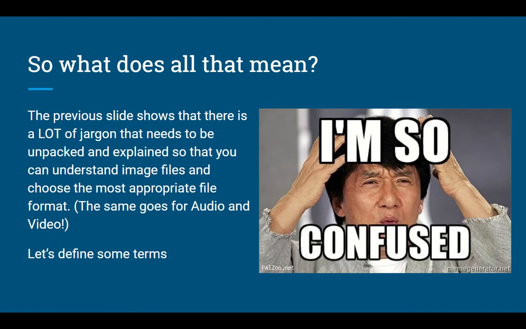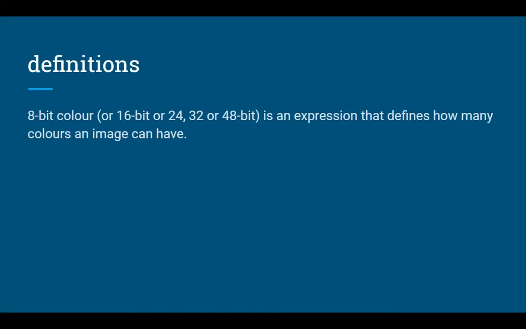The previous slide showed that there is a huge amount of jargon and we have to make sense of it. So what I'm going to do for the next dozen slides or so is make sense of it. Start by defining some terms. We already know this from yesterday. 8-bit color, the number of data bits allowed to assign color. Higher number of bits, 16, 24, 32 or 48, more colors.